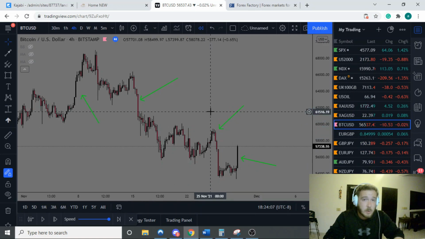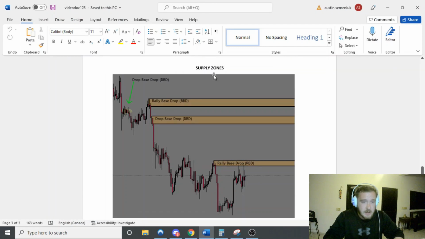In fact, there are 4 supply and demand patterns out there. Let me bring up this little box for you guys. So we got supply zones right here. We have 2 patterns, rally, base, drop, and there's another, drop, base, drop.